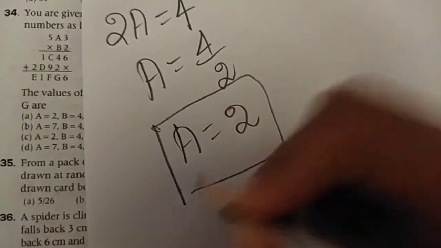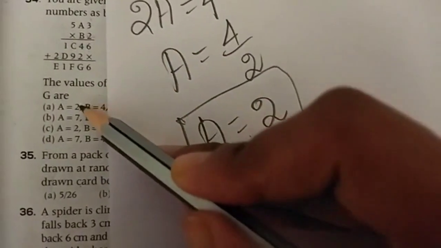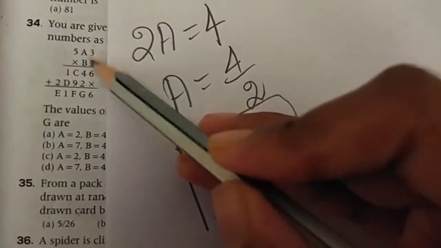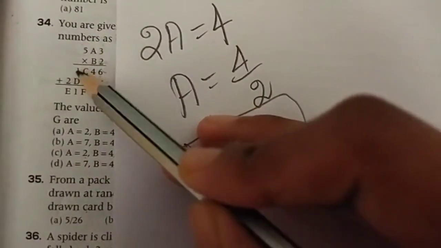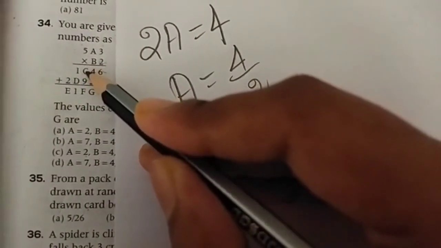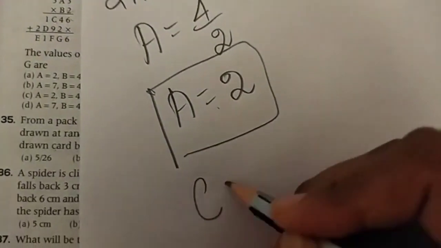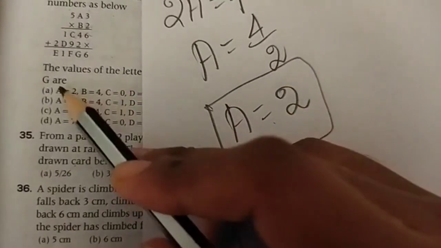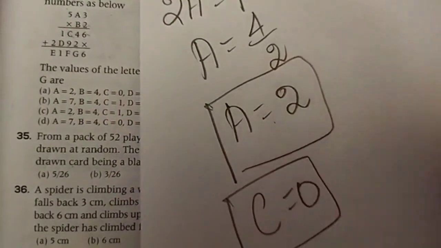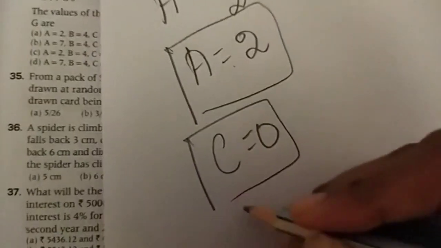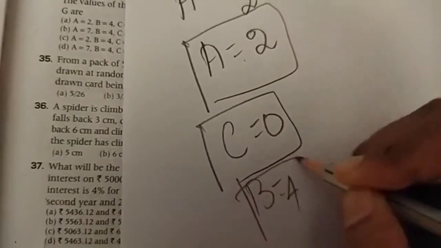Now we have A equal to 2. So what are the options that have A equal to 2? Option A and C. So next we need to find 2 into 5. 2 5s are 10. So here we should get 10, right? 10 means what should I put here? C equal to 0. So option A has A equal to 2 and C equal to 0. We need to find the value of B. So here we have B is equal to 4, right? Let me take B equal to 4 and we can solve.